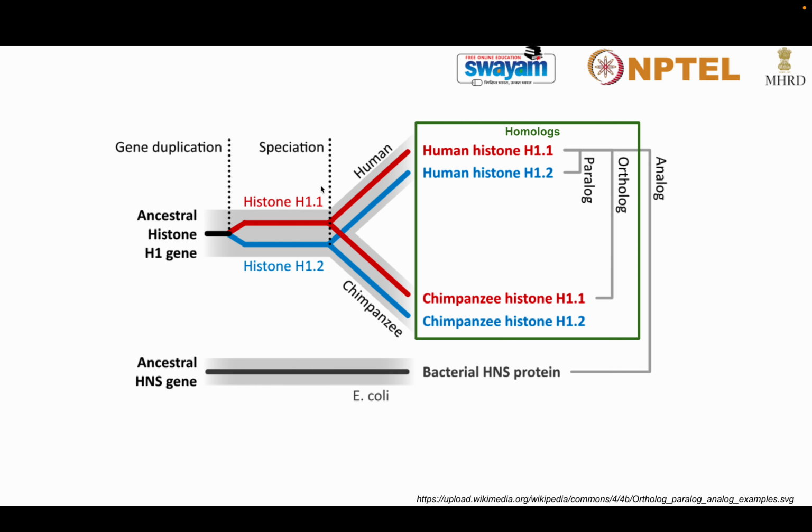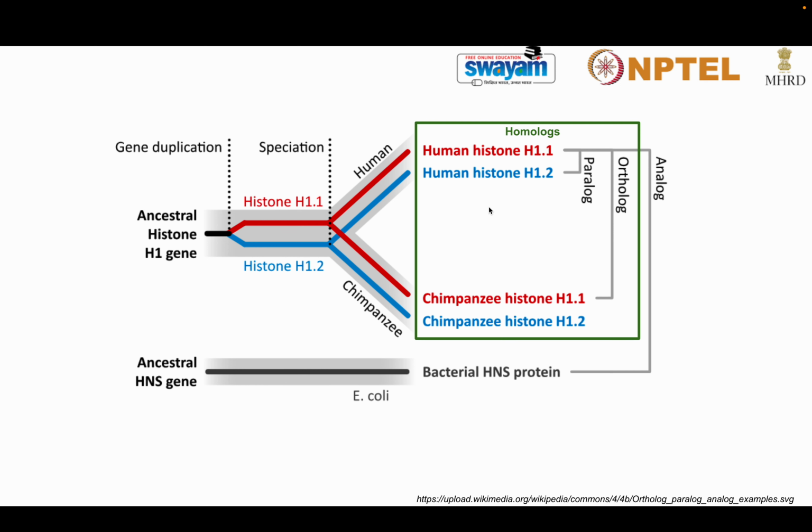It has undergone duplication to H11 and H12. And then there occurred the speciation event in which human have diverged from the chimpanzee. Both contain the same ancestral gene histone, which might have similar sequence, and they have accumulated some genetic differences as well. So these two genes will be referred to as paralogs, because within a single species, when some gene has undergone duplication, it is known as paralog.